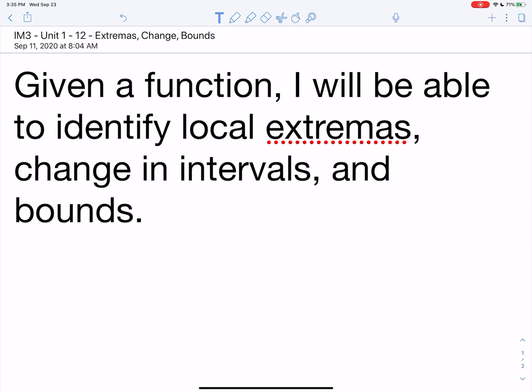Extremas, change, and bounds. Okay, go ahead and write down the FLT here, and then press play whenever you're ready, all right?